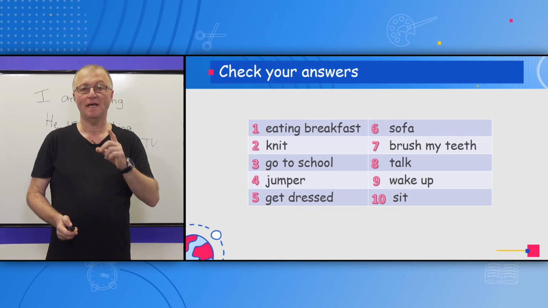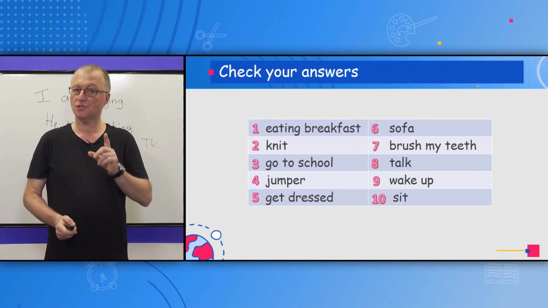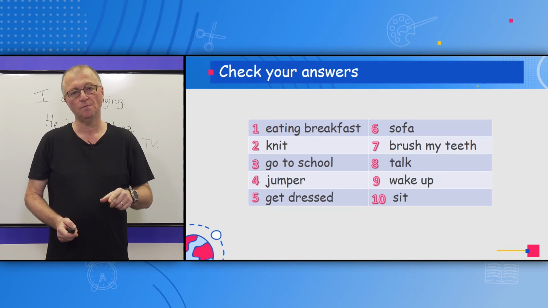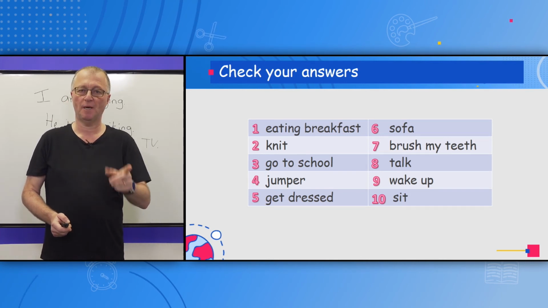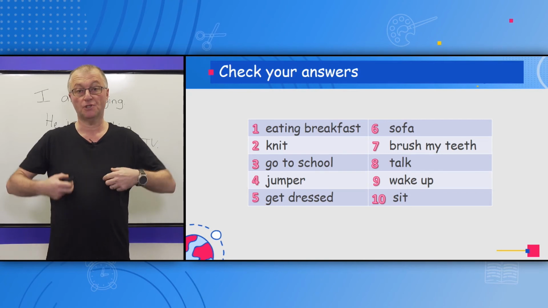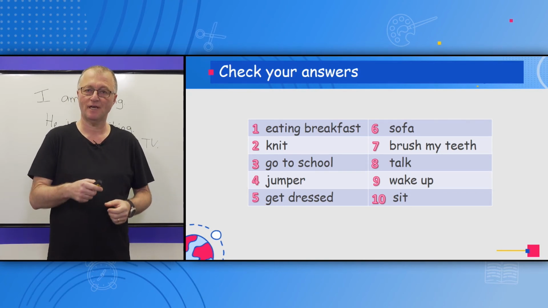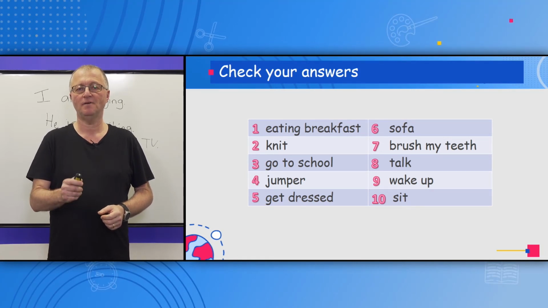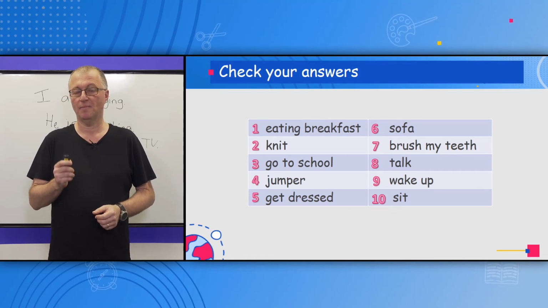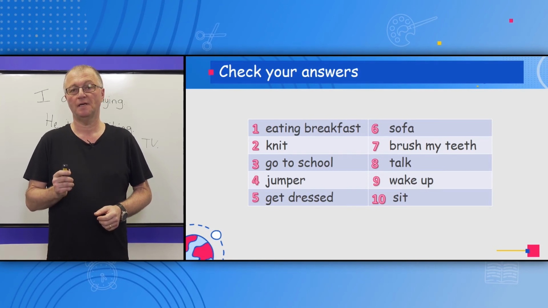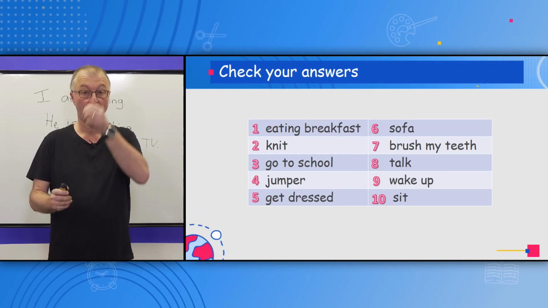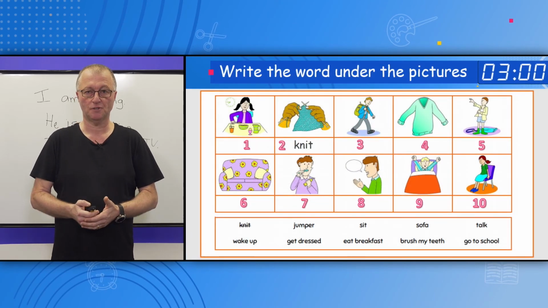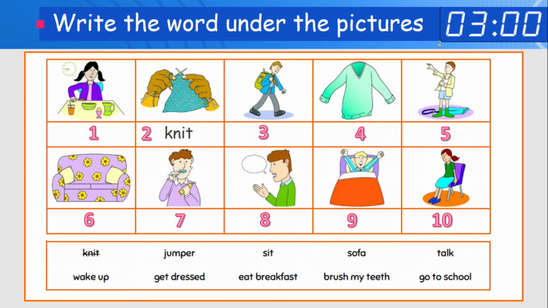So number 1, eating breakfast. Number 2 is knit. Number 3, go to school. Number 4, jumper or jersey. Number 5, get dressed. Number 6, sofa. Number 7, brush my teeth. Number 8, talk. Number 9, wake up. And number 10, sit. Let's have another look at the pictures. Okay? Let's look.